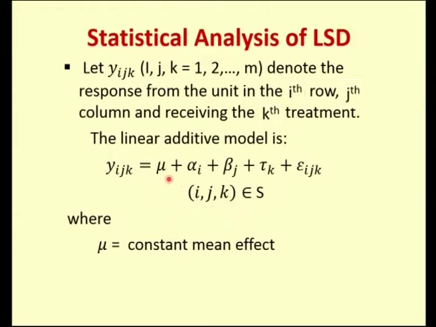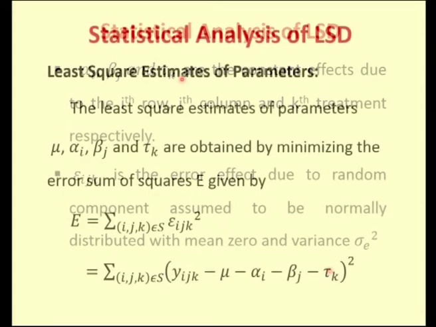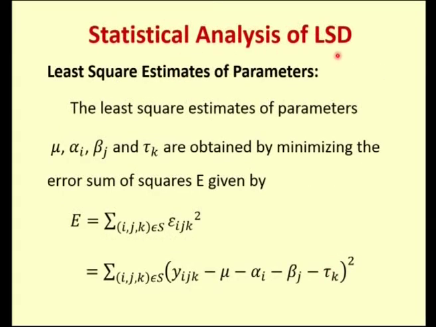Here mu is nothing but the constant mean effect, and alpha i, beta j and tau k are the constant effects due to the ith row, jth column and kth treatment respectively. As usual, epsilon ijk is the error component, which is assumed to be normal with mean 0 and variance sigma squared. And let us have the statistical analysis of LSD.